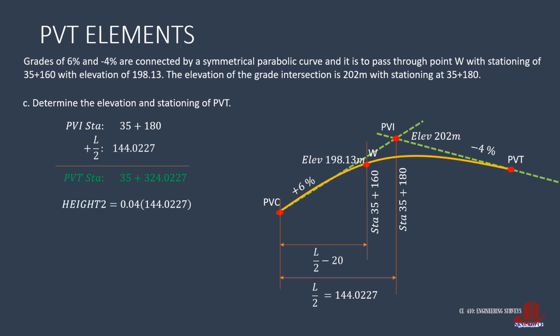Height 2 is the grade of 0.04 multiplied by L over 2, which is 144.0227. Height 2 is 5.7609. To convert this into elevation, start from PVI of 202 meters, then subtract height 2 of 5.7609 to get the elevation of PVT as 126.2391 meters.